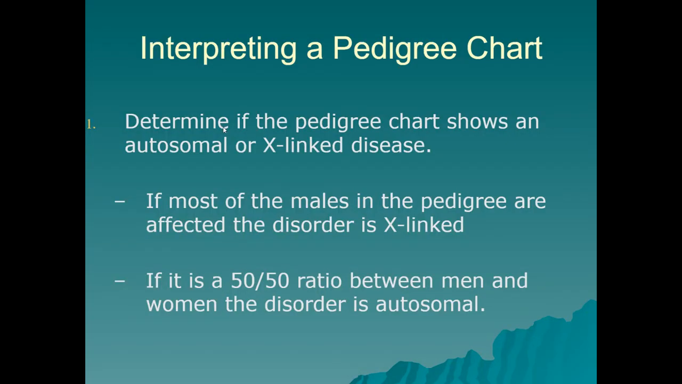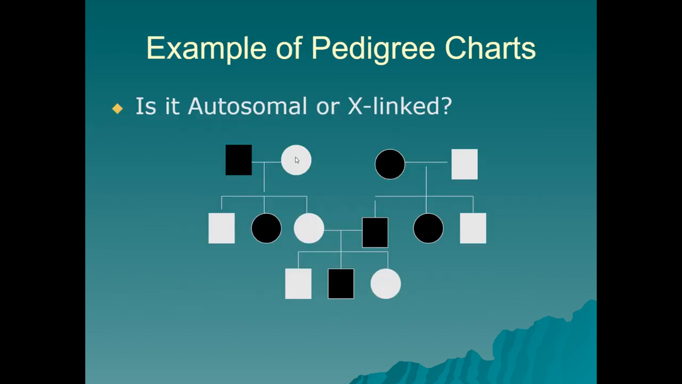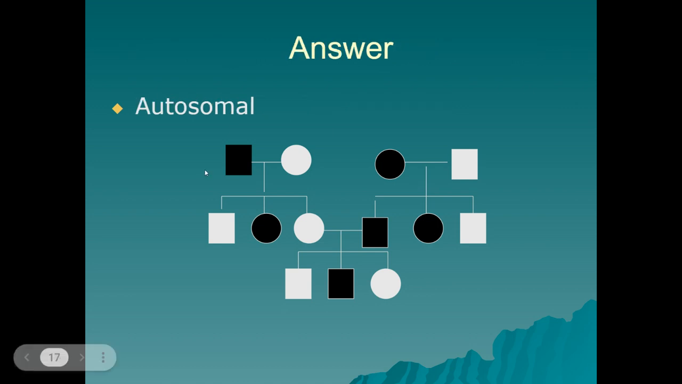Interpreting a pedigree chart. Determine if the pedigree chart shows an autosomal or X-linked disease. Remember, autosomal chromosomes are numbers 1 through 22. If most of the males in the pedigree are affected, the disorder is X-linked. If it is a 50-50 ratio between men and women, the disorder is autosomal. So is this an autosomal or X-linked trait? Oh, it's autosomal because we have an equal number of males and females being affected by the trait.